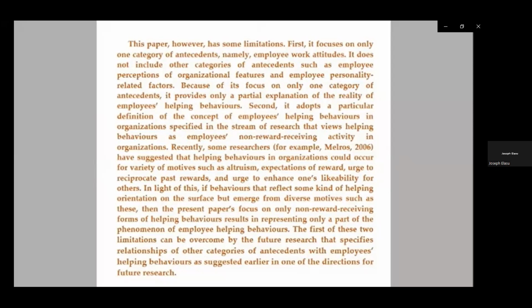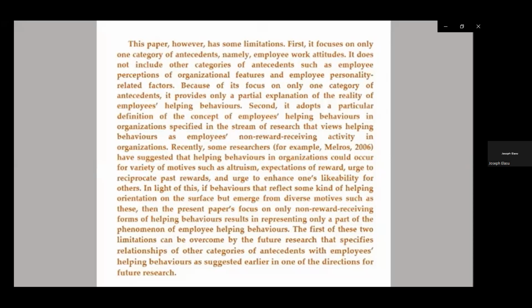Now, because of its focus on only one category of antecedents, it provides only a partial explanation of the reality of employees' helping behaviors. Second, it adopts a particular definition of the concept of employees' helping behaviors in organizations specified in the stream of research that views helping behaviors as employees' non-reward receiving activity in organizations. Recently, some researchers, for example, Melos and the rest, have suggested that helping behaviors in organizations could occur for a variety of reasons, such as altruism, expectation of reward, agree to reciprocate, etc.